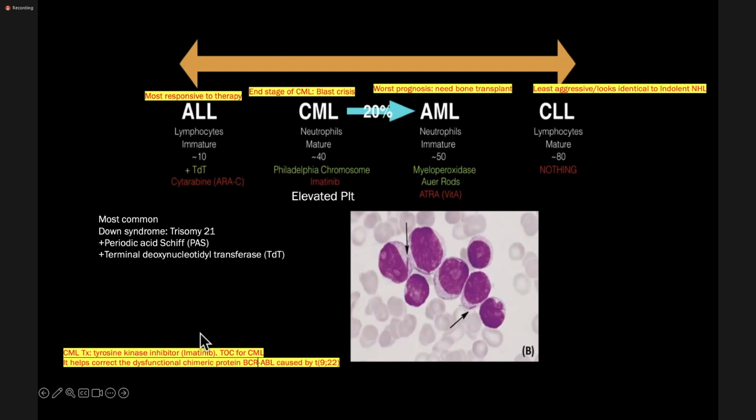All right. Now, another thing I want to bring up is when it comes to CML, okay, the best treatment for CML is a tyrosine kinase inhibitor, also called imatinib. So that's the best treatment for it. You have to know that. Well, that's the treatment of choice.